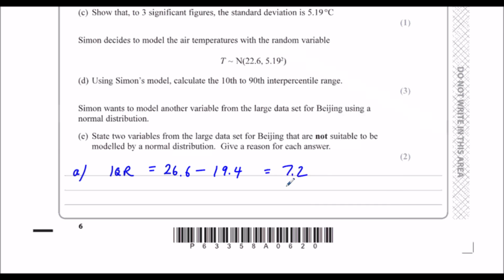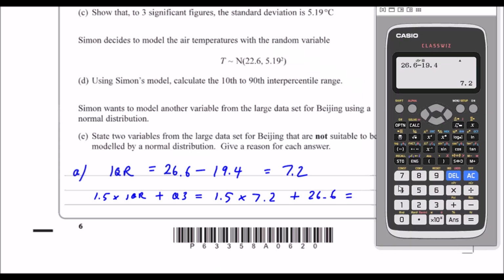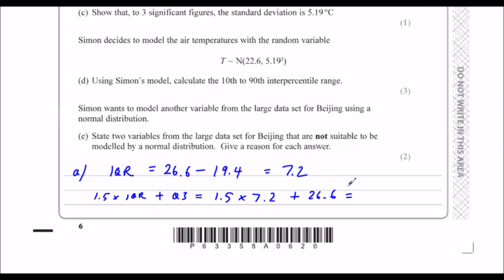So 26.6 take away 19.4 is 7.2. So we want 1.5 times the interquartile range above the upper quartile, which is going to be 1.5 times 7.2 above 26.6. So 1.5 times 7.2 above 26.6 would be 37.4.